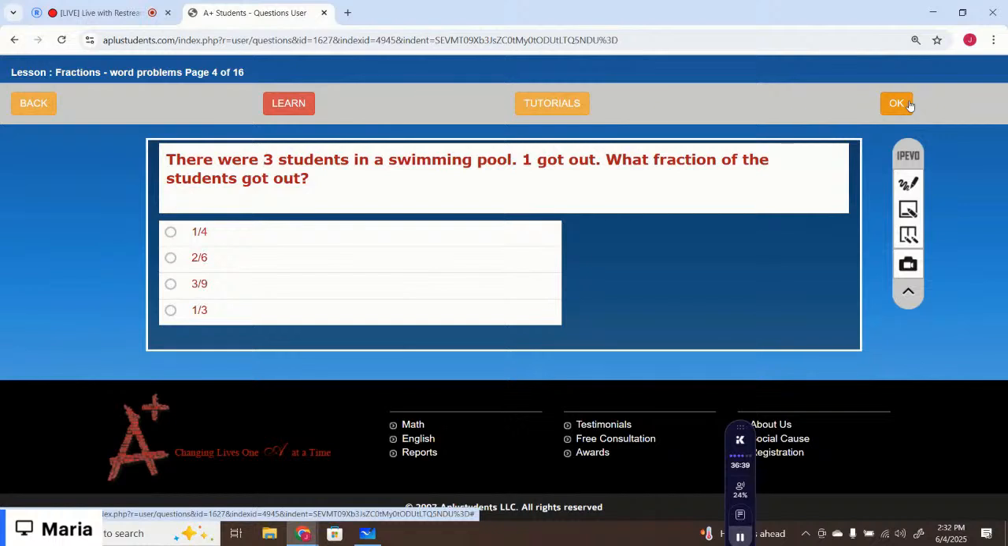There were three students in a swimming pool. One got out. What fraction of the students got out? That is one out of three students got out. Option number four is the correct option. That is one out of three.